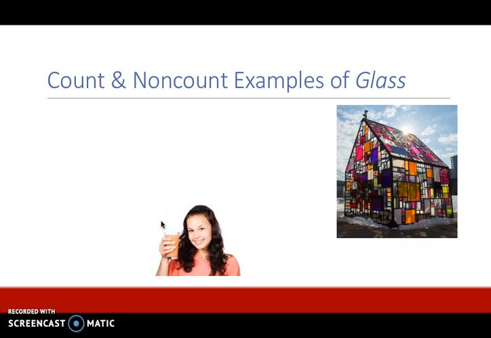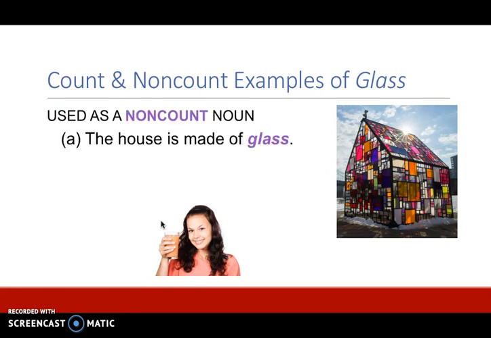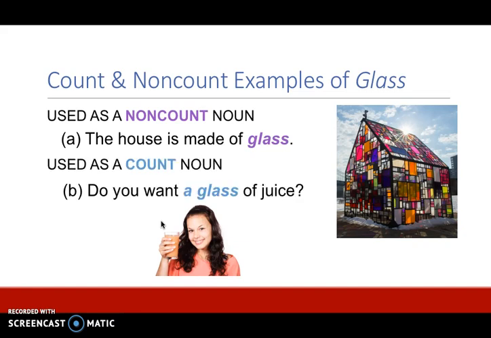Well, let's look at some examples of nouns that have a count and non-count meaning. The first one is glass. Used as a non-count noun, the house is made of glass. This is the idea of the material. Used as a count noun, do you want a glass of juice? This is an object, a glass. We can count how many glasses someone has.